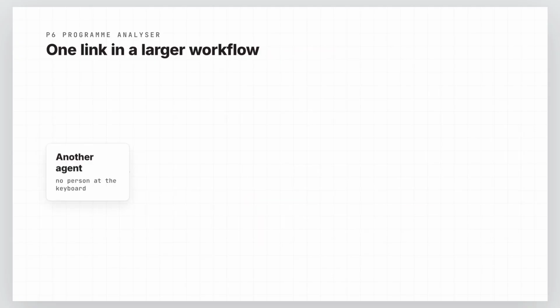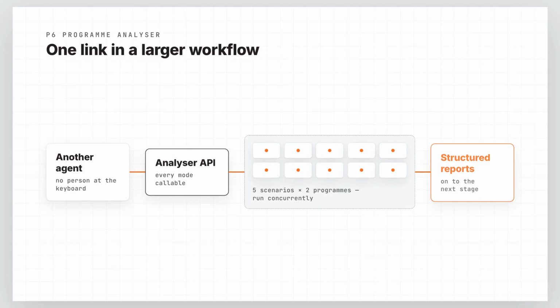And because every mode is callable through an API, the analyzer doesn't need a person at the keyboard. Other agents can invoke it as one link in a larger workflow, fanning out multiple delay scenarios across multiple programs concurrently and handing structured reports to the next stage.